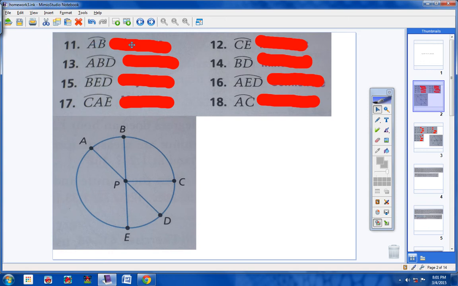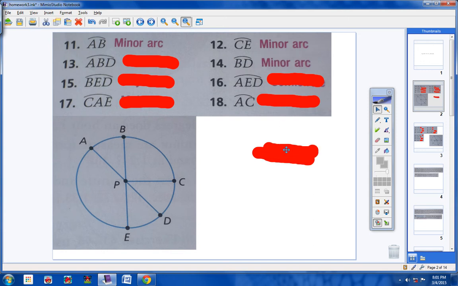So number 11 has two letters. That's a minor arc. Number 12 has two letters. That's a minor arc. Number 14 has two letters. That's a minor arc. Number 18 has two letters. That's a minor arc. Okay, so those are pretty simple. And if you think I'm making it simpler than I should, I might be.